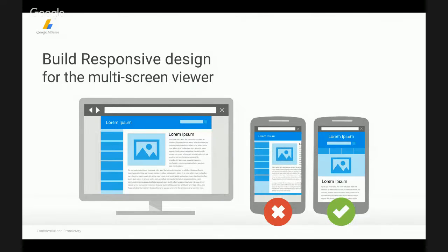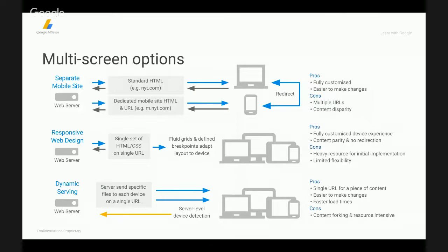So first of all, we'd like to talk about building a multi-screen viewing experience, building responsive design. We can see that the CPMs on responsive designs are 15% higher, time spent on site is 14% higher, and the bounce rate is about 6% lower. When we look at the different formats to introduce multi-screen options, you've got 3 different ways of tackling this.